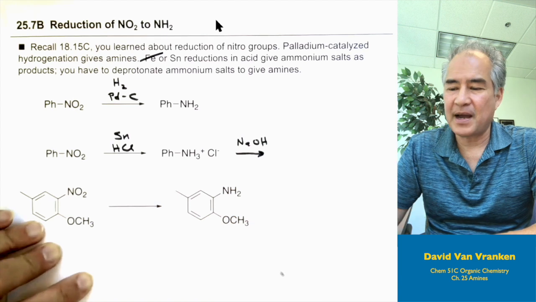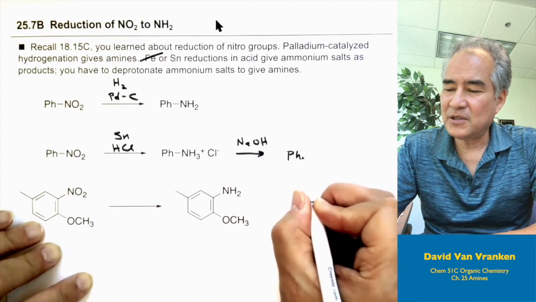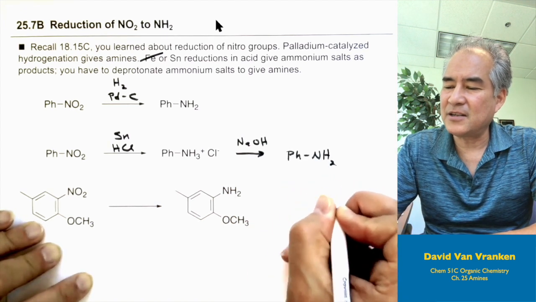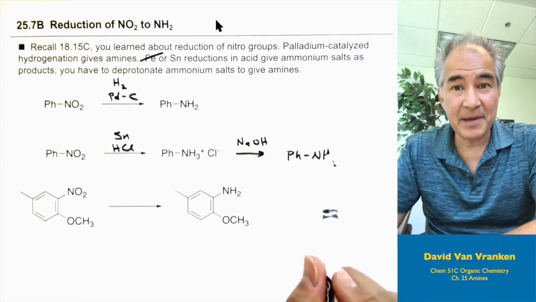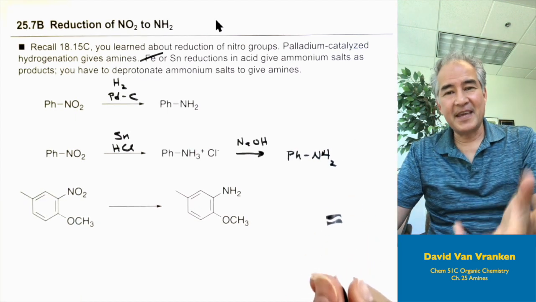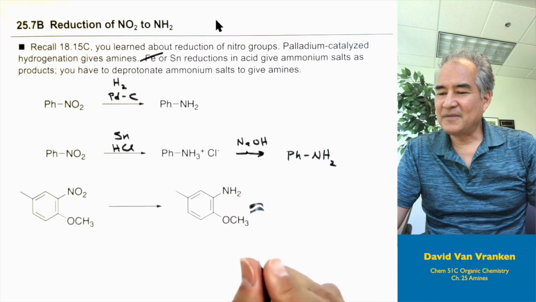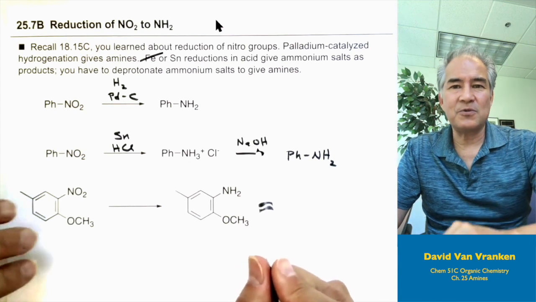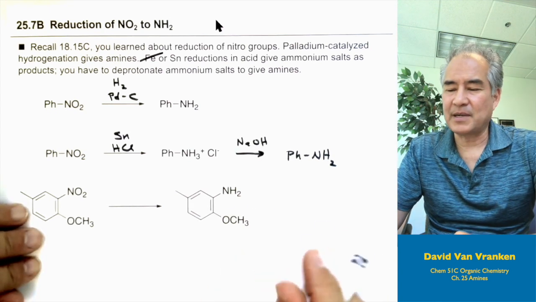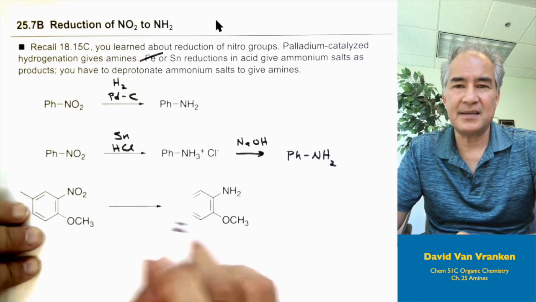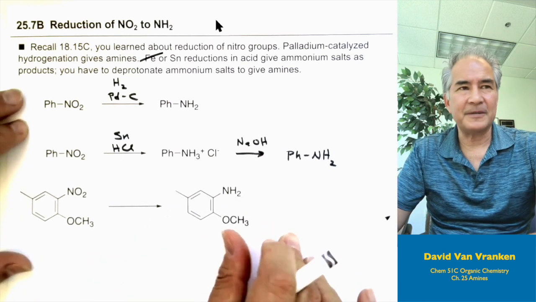You can just write sodium hydroxide. That's what you have to do. If you want to generate an aniline and then use that to make amide bonds or make imines out of that, then you've got to neutralize that. You've got to deprotonate it using sodium hydroxide. So it's two steps if you use this tin hydrochloric acid procedure.